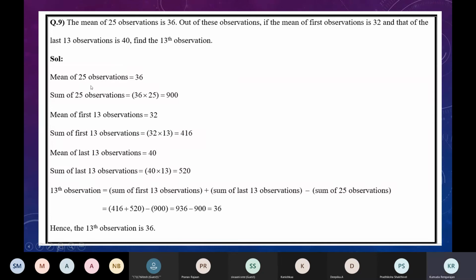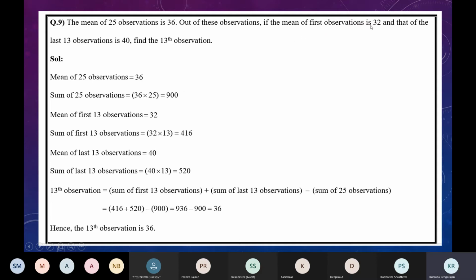So the mean of 25 observations. Since there are a total of 25 observations, the 13th observation is the middlemost observation, which you can find with this information given. 25 plus 1, 26, divided by 2, 13. We are given the mean of all the 25 observations is 36. So 36 into 25 will be the sum of all the 25 observations.